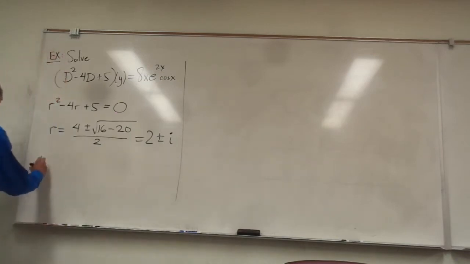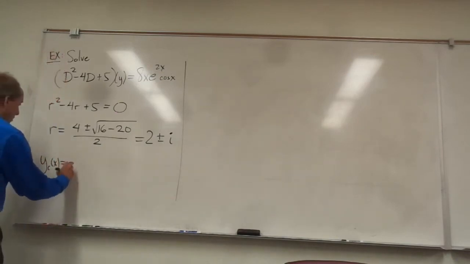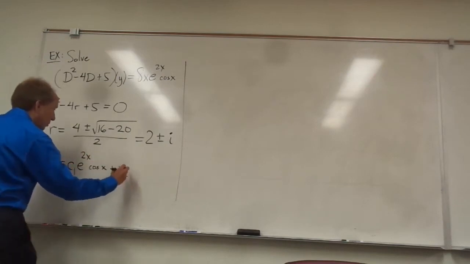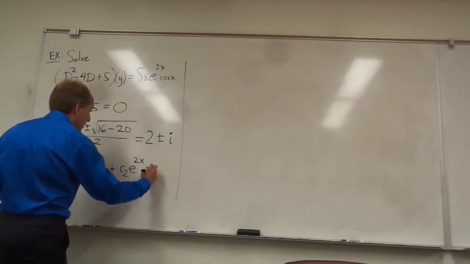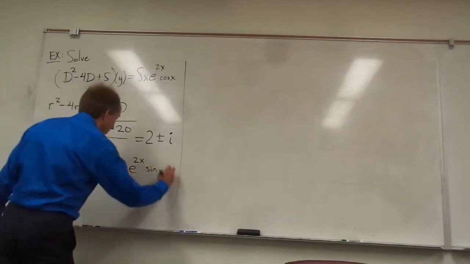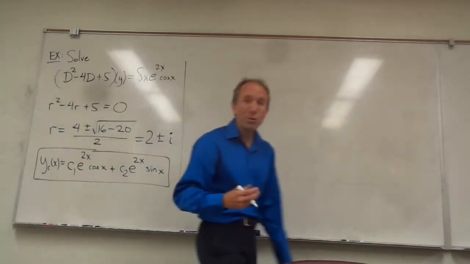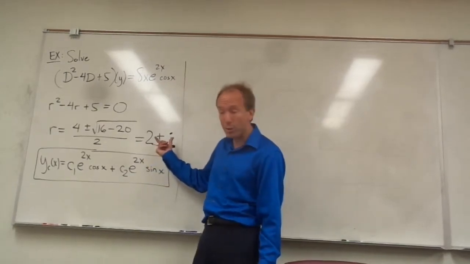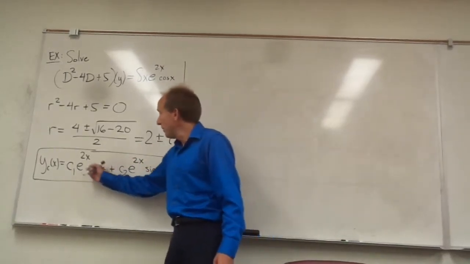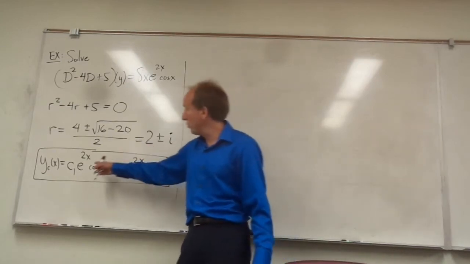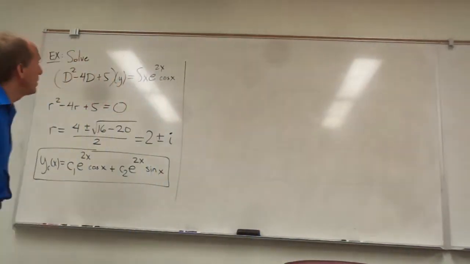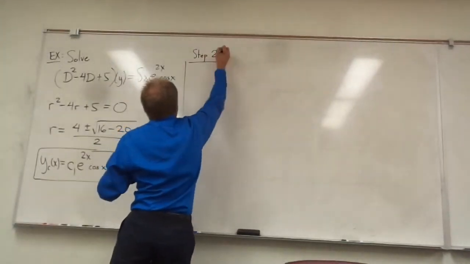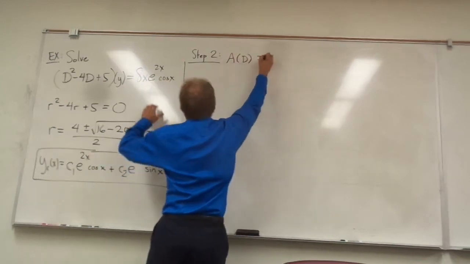So that means my complementary function is going to be c1 e to the 2x cosine of x plus c2 e to the 2x sine of x. That's based on section 8.2, going back to the previous section. This is my complementary function. When I have imaginary roots, I'm going to get sines and cosines, and there's a real component of 2, which is why we see the e to the 2x there. Now in terms of step 2, we have to look for an annihilator for the right-hand side.